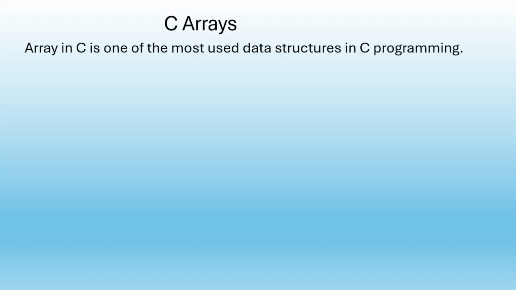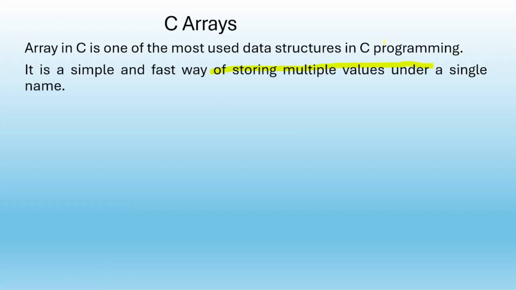So what is an array? Array in C is one of the most used data structures in the C programming language. It is a simple and fast way of storing multiple values. See what I said, storing multiple values under a single name. So when we have to save, for example, 100 integer numbers, they can be saved under a single name.